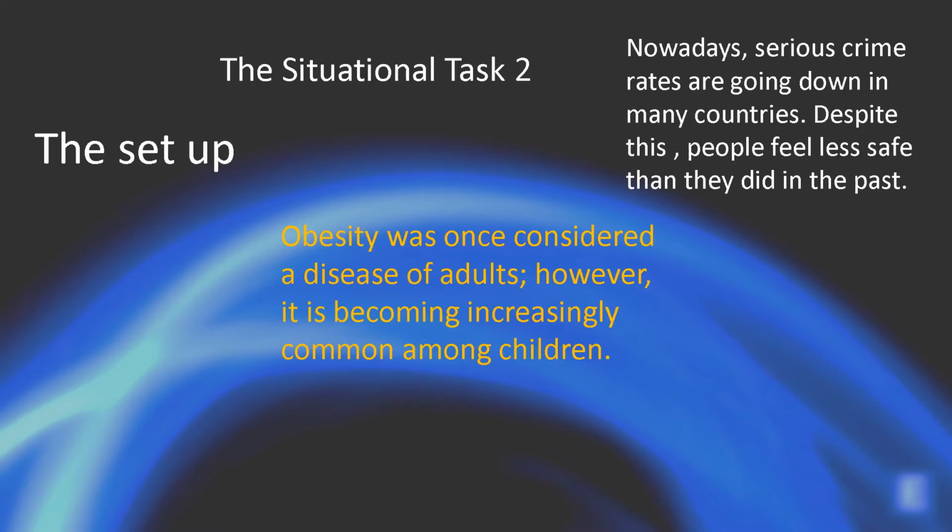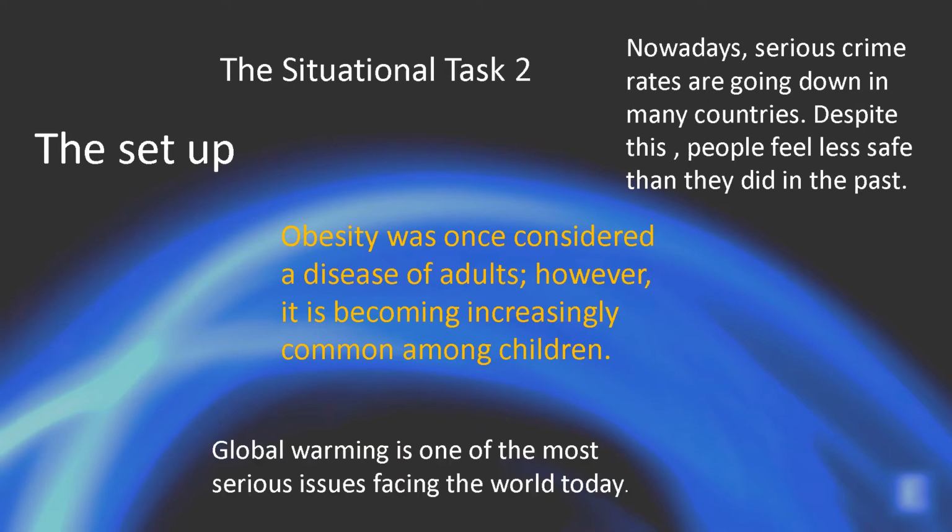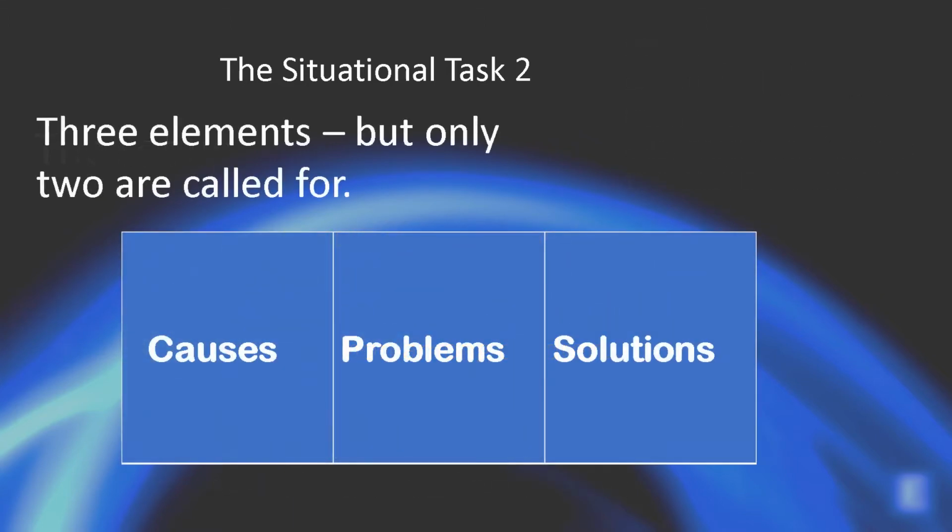Here's another one. Obesity was once considered a disease of adults. However, it is becoming common among children. All right, so where's the problem? Global warming is one of the most serious issues facing the world today. Okay, well, again, we've set up the situation. We know what that is. So what happens next? Well, then, your choice.